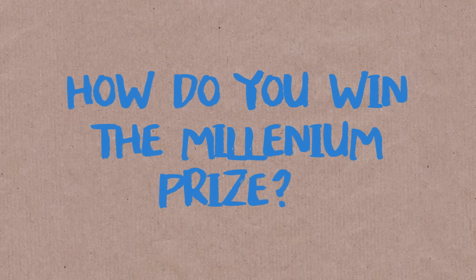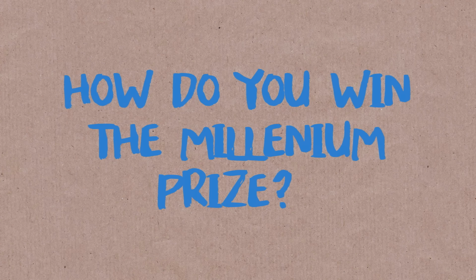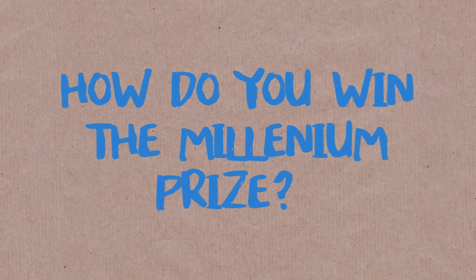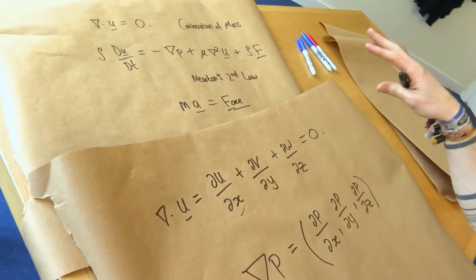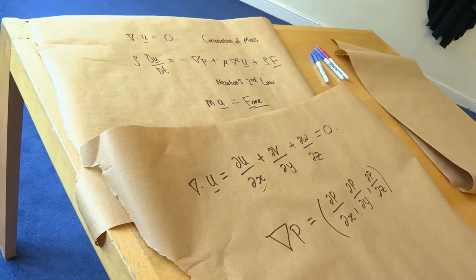I think the best way to figure out what you need to do to get the $1 million prize is to think about what we've done already. So we have the equations. They make complete sense. We're happy with them. Mass is conserved, Newton's second law, great.